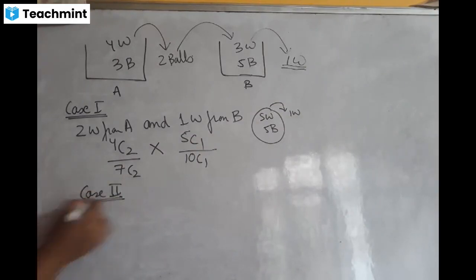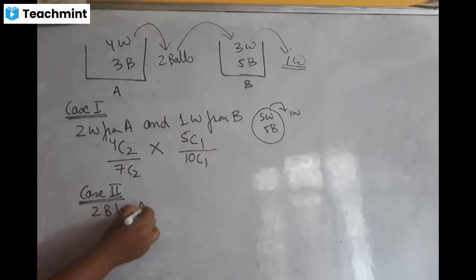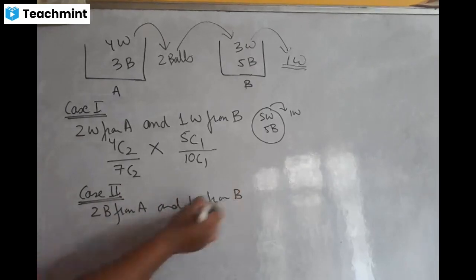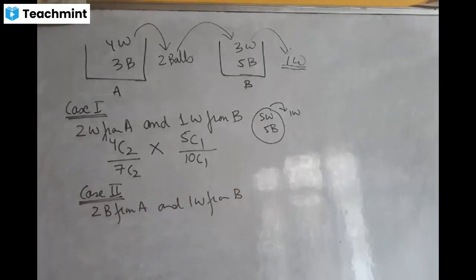Case 2. 2 black from A and 1 white from B. From B, we are asked to take white. So in how many ways can you take out 2 black? How many blacks are there? 3 blacks. Yes. So out of 3 I have to choose 2. 3C2 divided by total, which is 7. So 7C2 into 1 white taken from B.